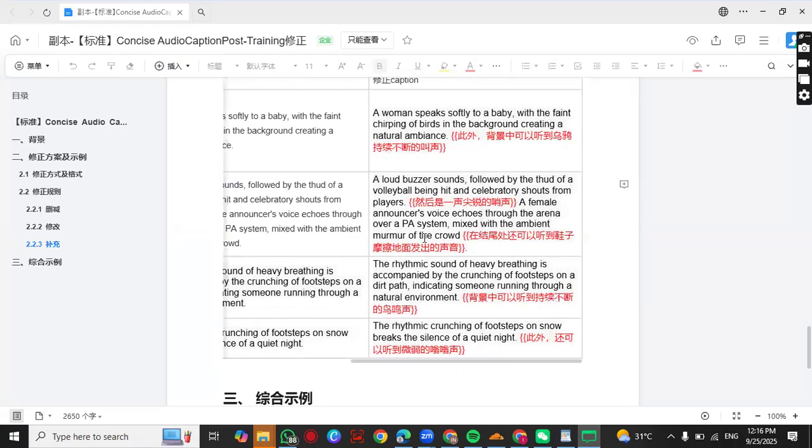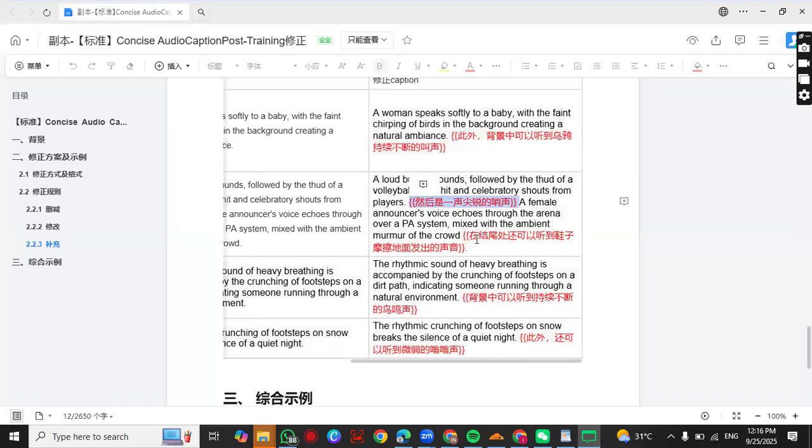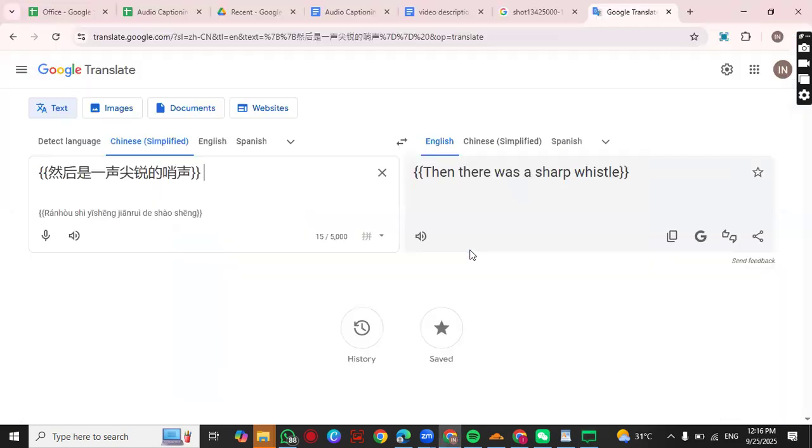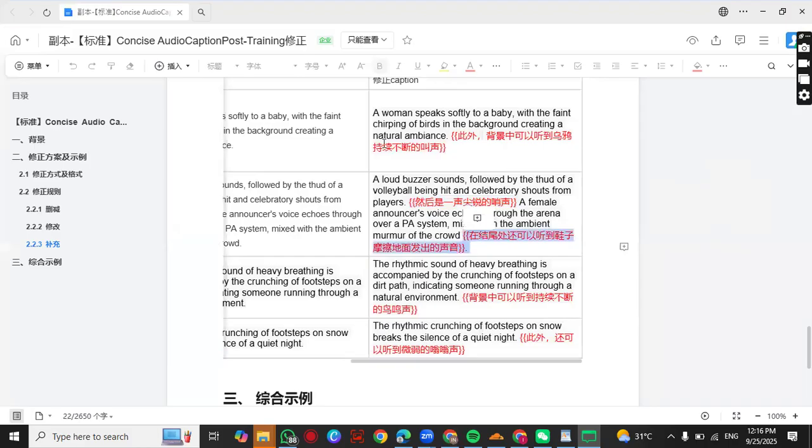Okay, so they have made the correction. Let's see what they have written. There is a sound of a whistle coming as well. There is a sharp whistle. Okay, yes, they have corrected it as well. And then you can hear the sound of shoes scraping against the ground. Exactly. So murmur of the crowd, PA system, right? So there is some music that is being played. Celebratory shouts from players, right? So the players, they're also shouting, they're saying something, right? So did you guys get it?